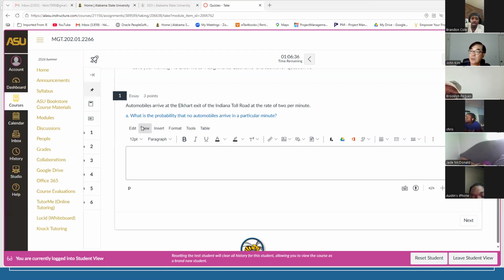Okay. So the question is, what is the probability that no automobiles arrive in a particular minute, a certain time, no car. So the equation, probability of X equals 0. Because this is a single probability, you don't need an equation. So open Excel.